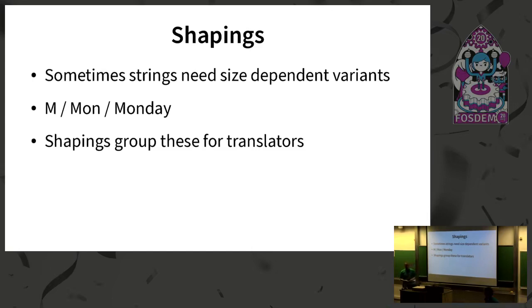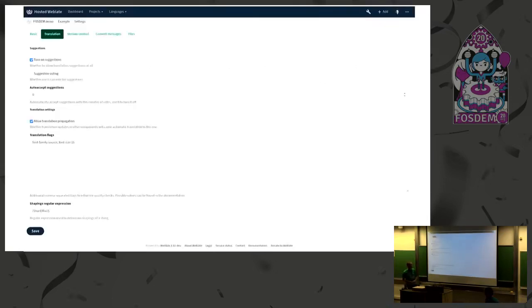And shapings is a way to group these strings for translators so that they can see. The grouping is done by regular expressions. So it's quite flexible, but it's not that easy to configure, but it turned out that this is really the only way to do it, because there is no standard at all. Even within the same frameworks, it depends on how the application authors write it and use these strings, so it really has to be as flexible as possible.